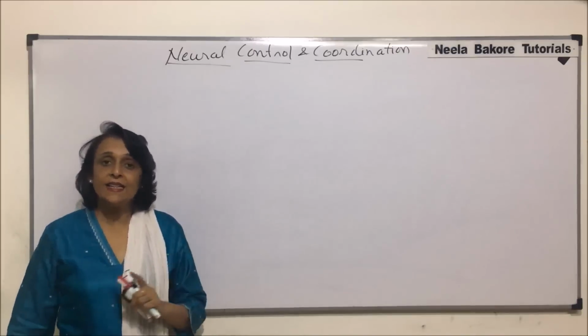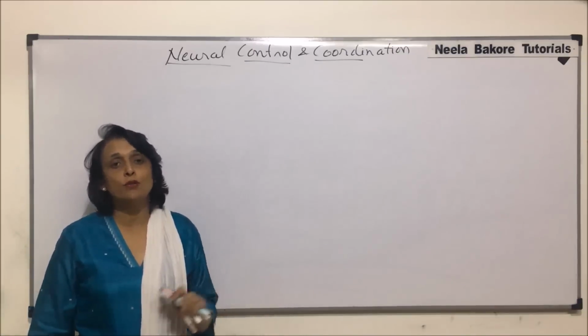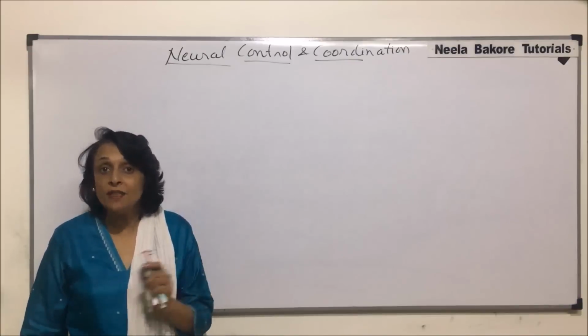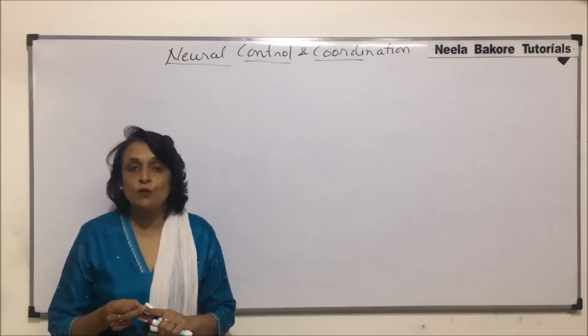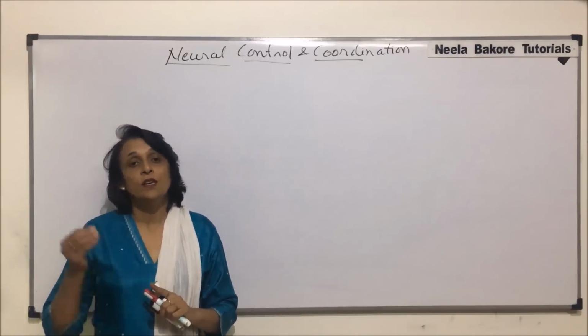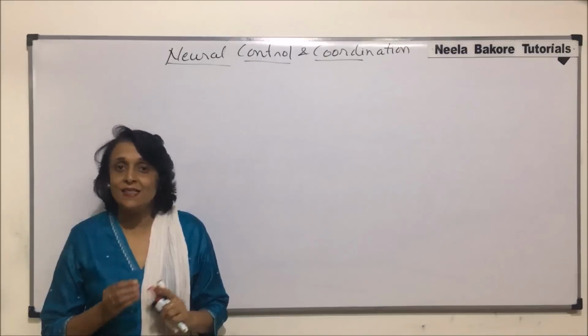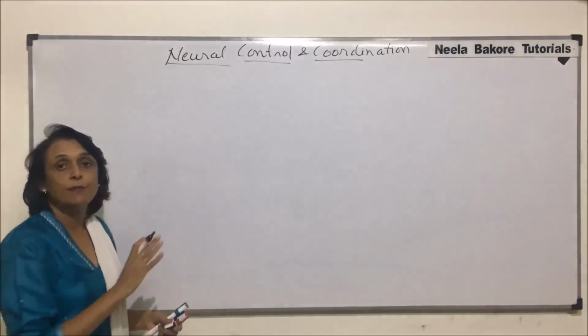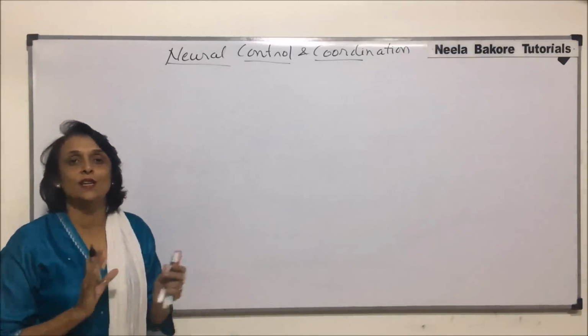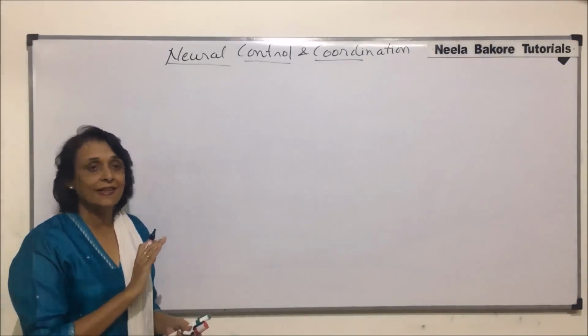Whereas in the second system of control and coordination, which is known as chemical control and coordination, there are certain chemicals which are known as hormones released from endocrine glands, and they help in control and coordination. So in this particular chapter, we will be discussing only the nervous system and the related things.